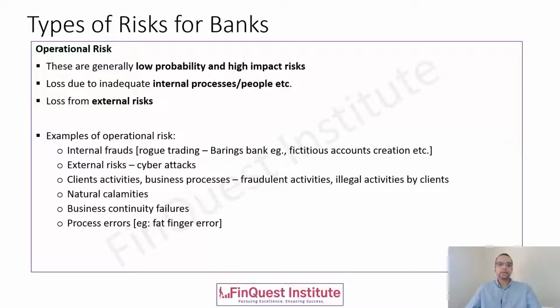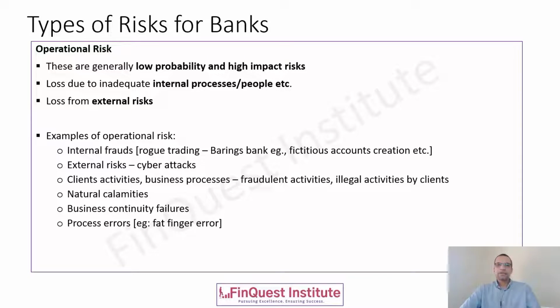Next is natural calamities. Now, natural calamities, as we know, is something beyond anyone's control. Let's say an earthquake, or maybe something like a COVID pandemic, which hit us recently. COVID may not be exactly a natural calamity, but again, that was a very important global event because that impacted every industry, including banking.